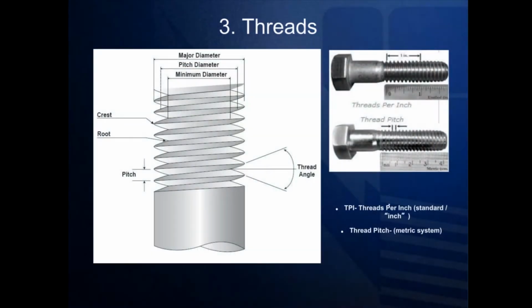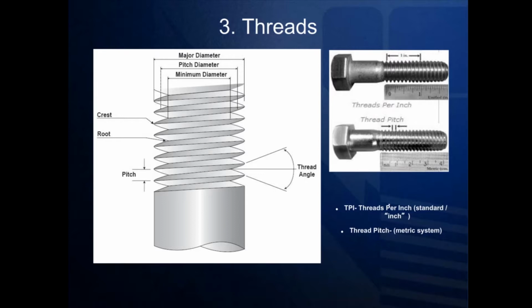Now, let's discuss the basic elements of threads. The crest is considered the highest point of the thread, whereas the root is considered the bottom of the thread. Using these two terms, you can then measure the major diameter, which is the diameter measured from crest to crest, and the minor diameter, which is measured from root to root. The pitch diameter is actually the average between the major and minor diameter.